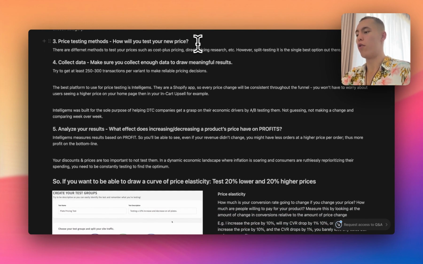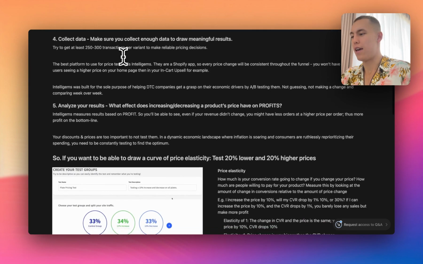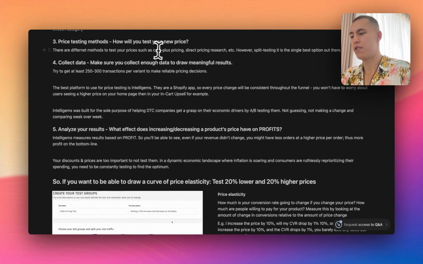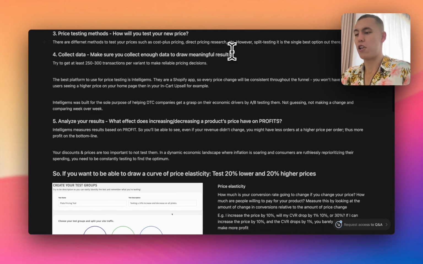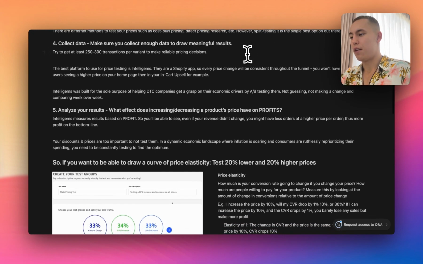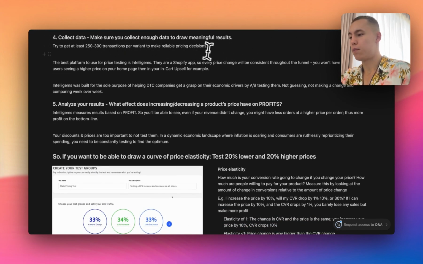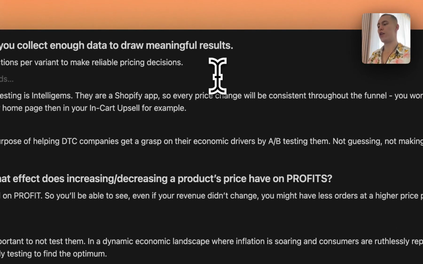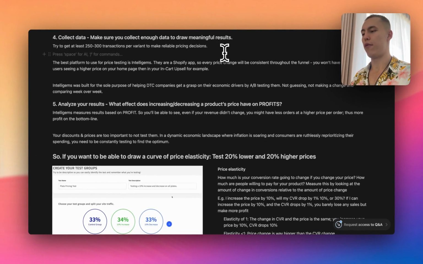I will go over A/B testing prices, and there's a couple more methods: cost plus pricing, direct pricing research, stuff like this. But as we're a split testing agency, we want to focus on this, and you want to collect data. We usually advise about 250 to 300 transactions per variant.